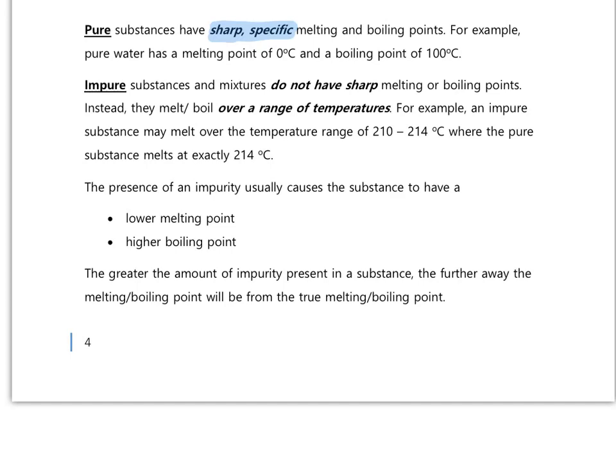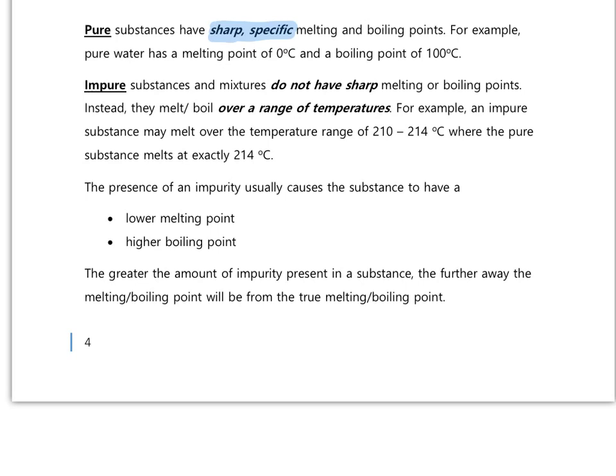It won't melt over a range of temperatures, like from -2 until 3 degrees C. It will be sharp right at 0 degrees C, and it will be specific to the particular substance that it is. And the same is said for the boiling point as well. So for example, pure water will have a melting point of 0 degrees C and a boiling point of exactly 100 degrees C. Those melting points and boiling points are sharp and they're specific. So you really, really need to learn those two words. Pure substances have sharp, specific melting points.